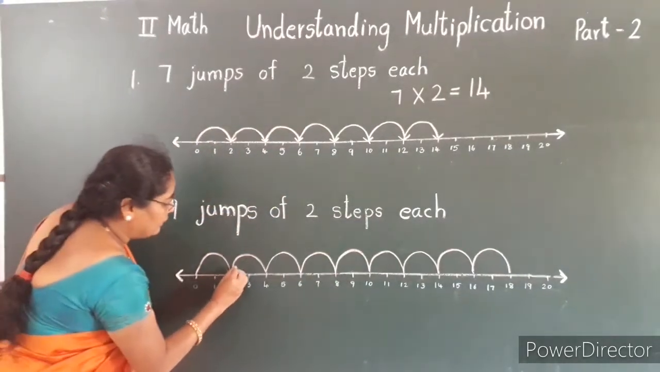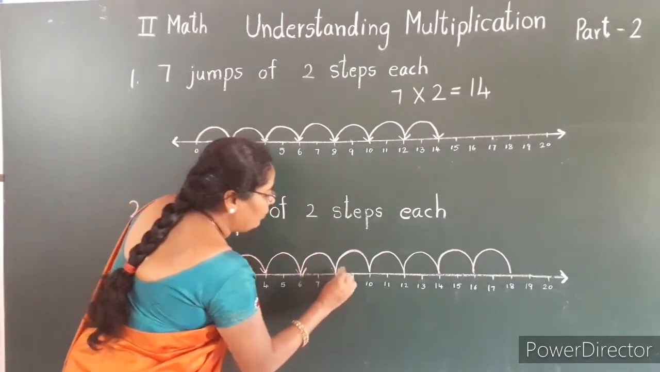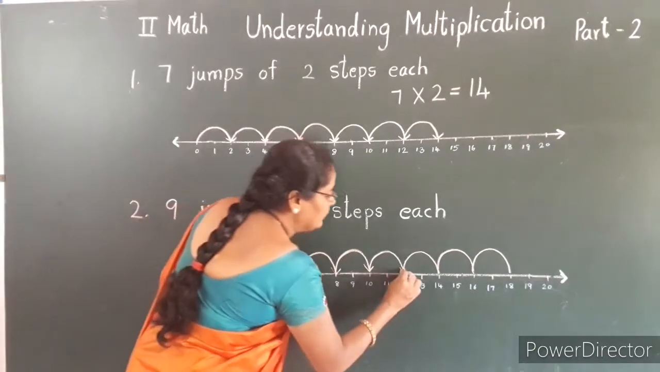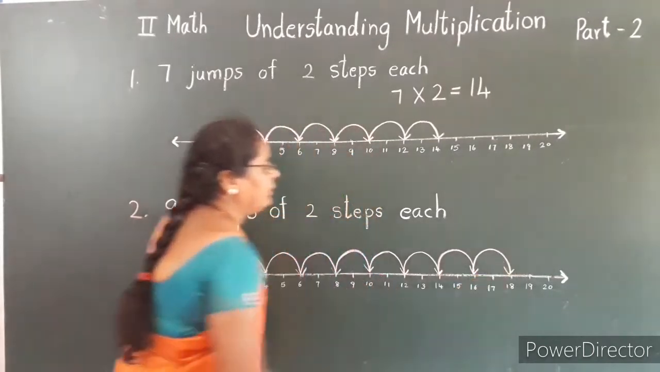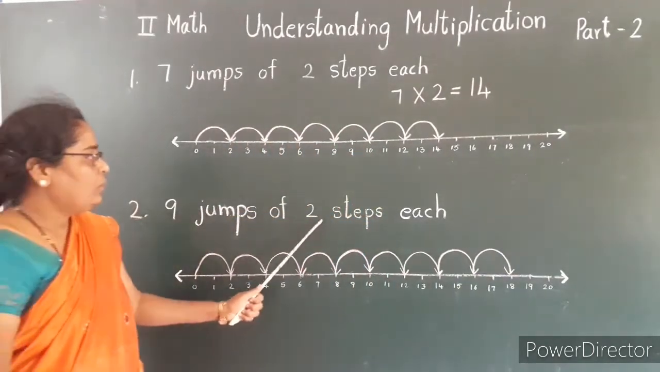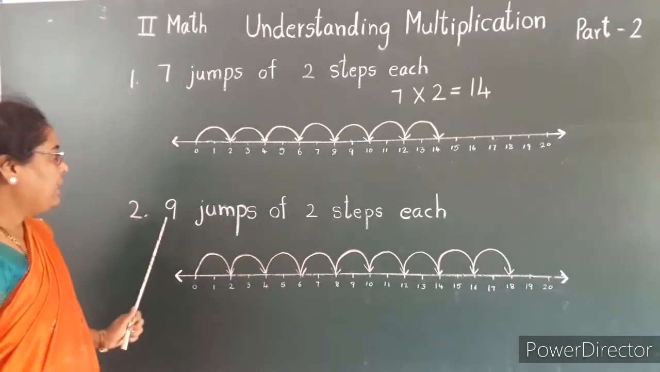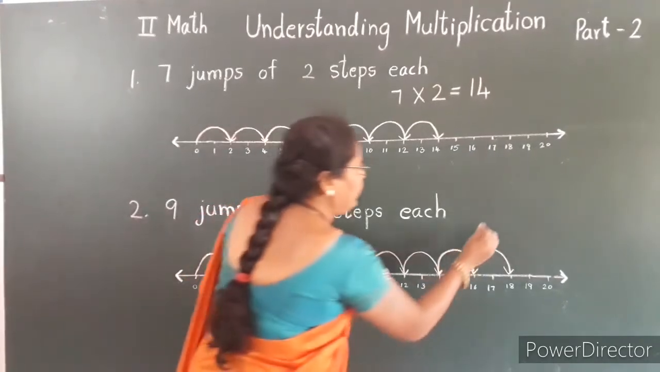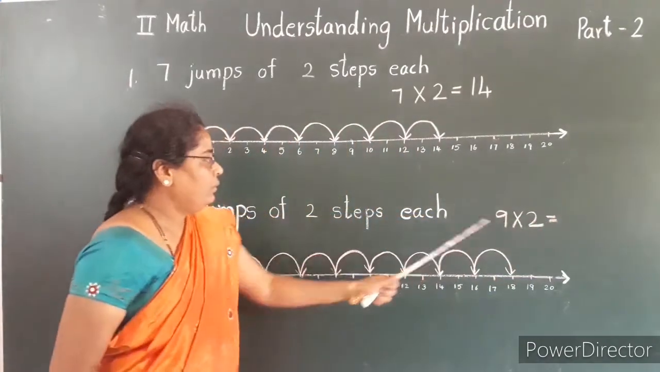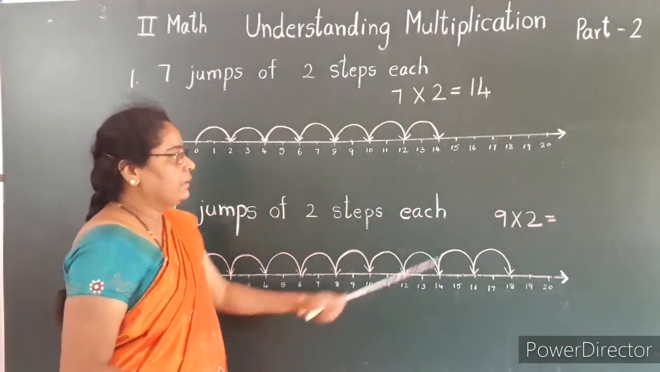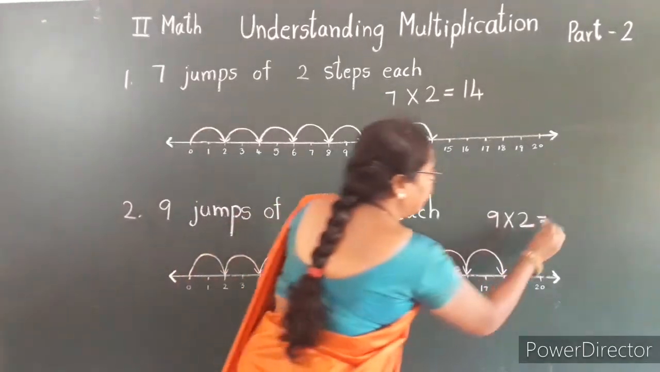Let's count. One, two jumps, three, four, five jumps. Six, seven, eight, nine. Yes, nine jumps of two steps each. Answer is 18. That is 9 into 2. For 2 steps with 9 jumps, 9 twos are or 2 nines are. Yes, answer is 18.